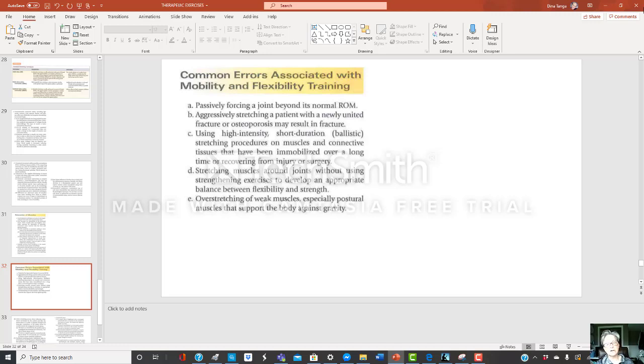Stretching muscles around joints without using strengthening exercises to develop an appropriate balance between flexibility and strength. Overstretching of weak muscles, especially postural muscles that support the body against gravity.